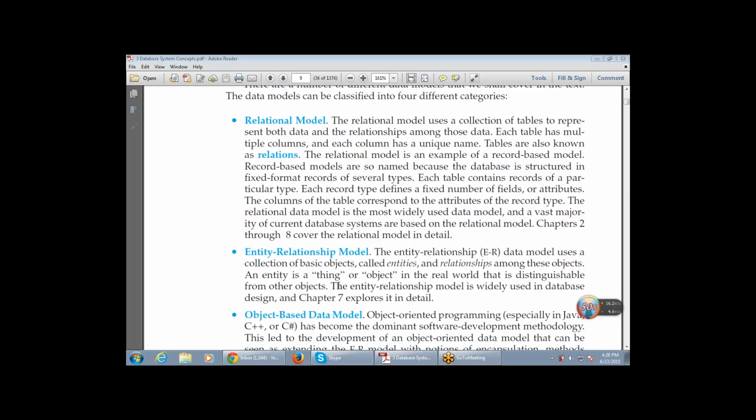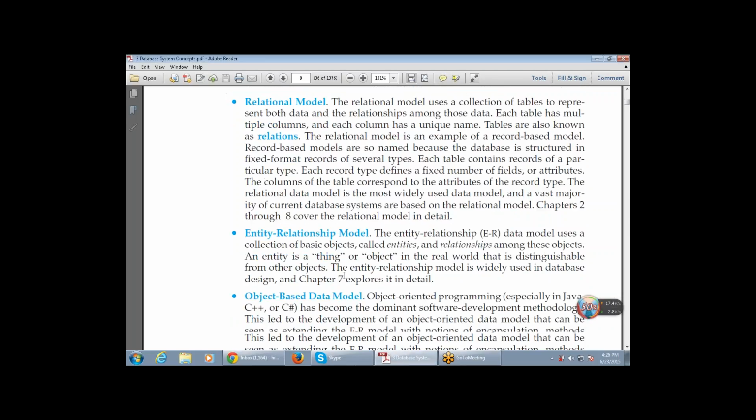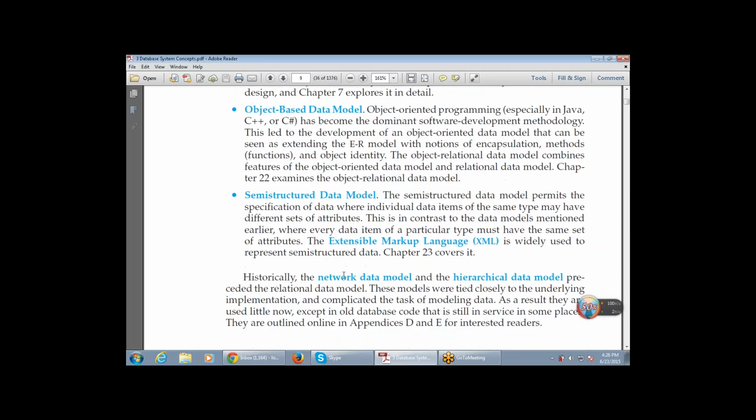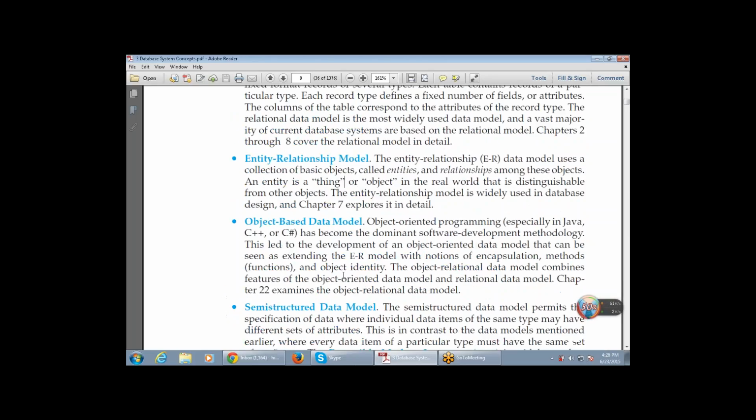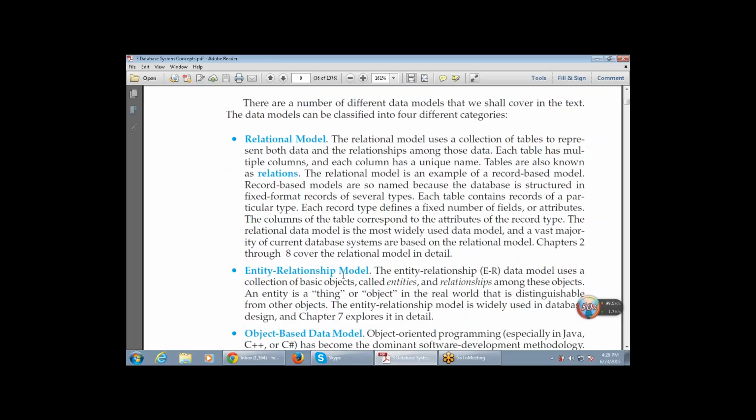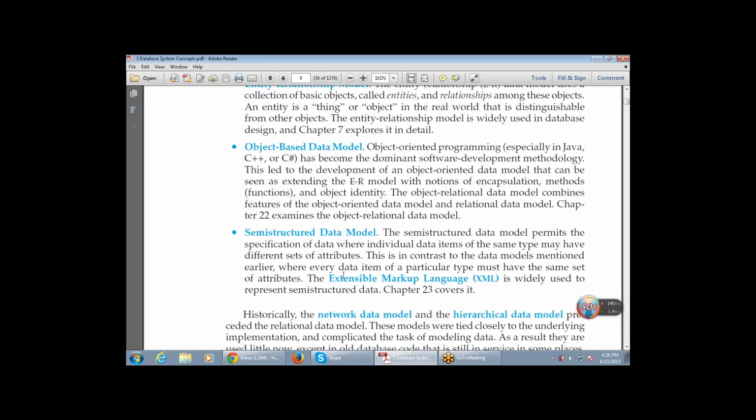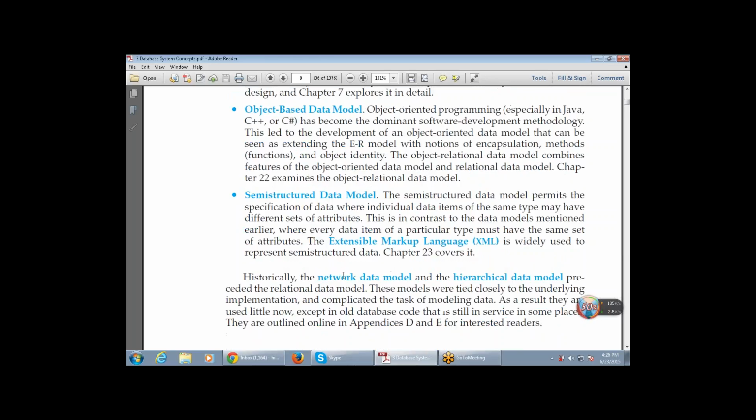That is how the ER diagram will be used, that is the entity relationship model. Next is the object-based data model, and then the semi-structured data model. So there are multiple models available for the database: the relational model, the ER model, the object-based data model, and the semi-structured data model.